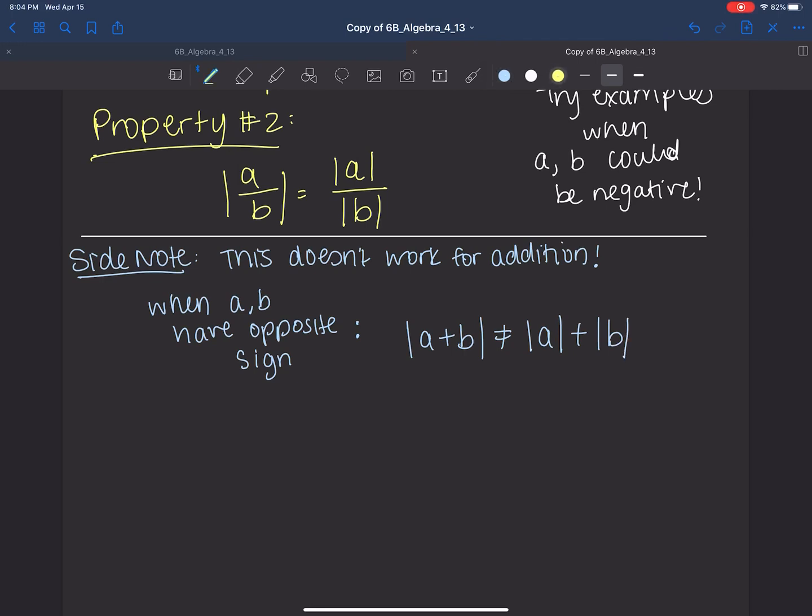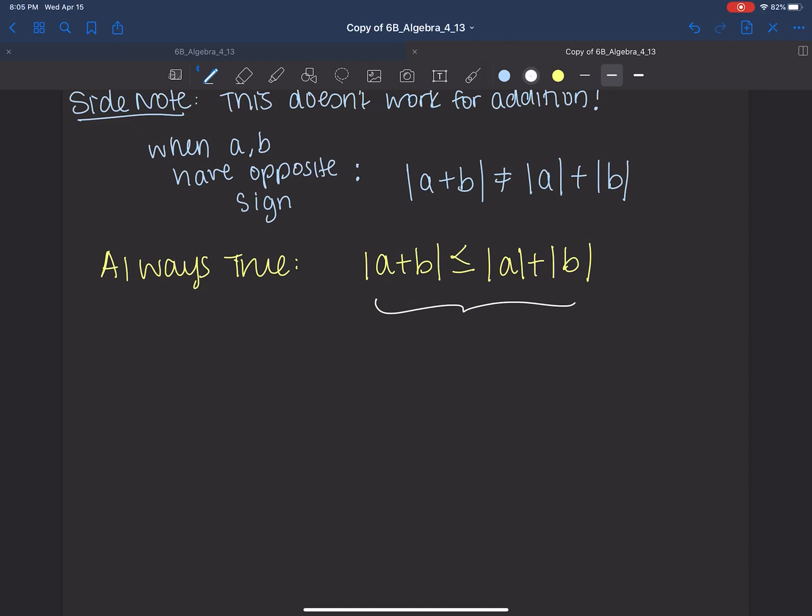But there is a statement that's always true. So the statement that's always true is that the absolute value of A plus B is always less than or equal to the absolute value of A plus the absolute value of B. So this type of thing you might see in the future. This is called the triangle inequality.